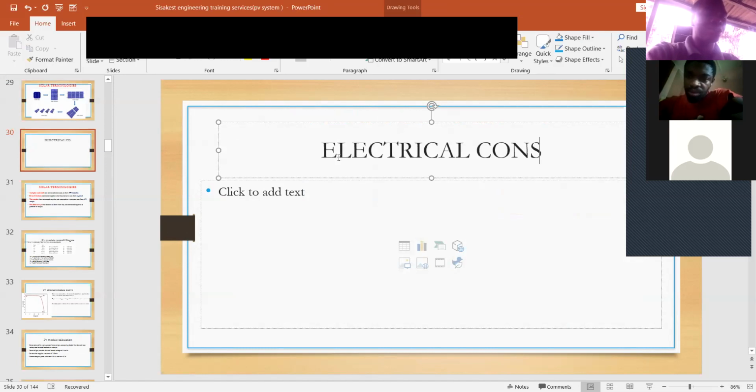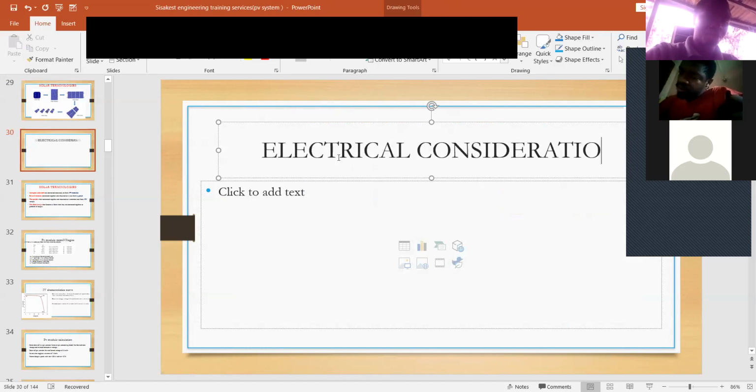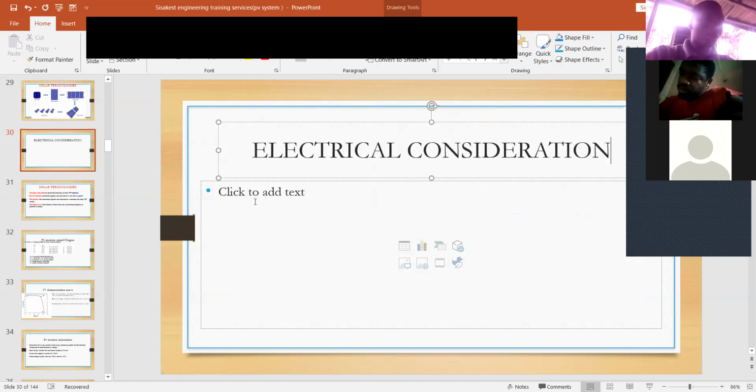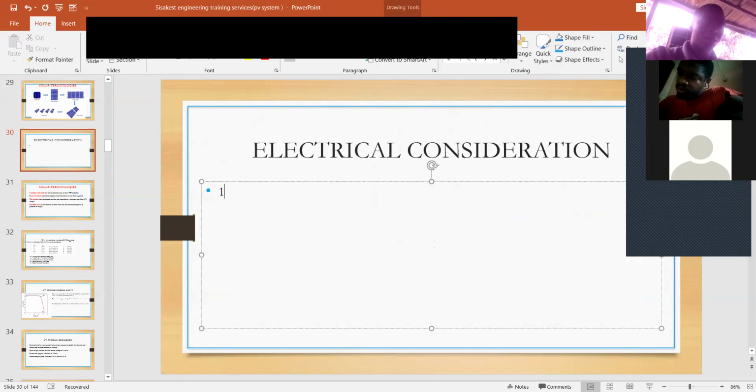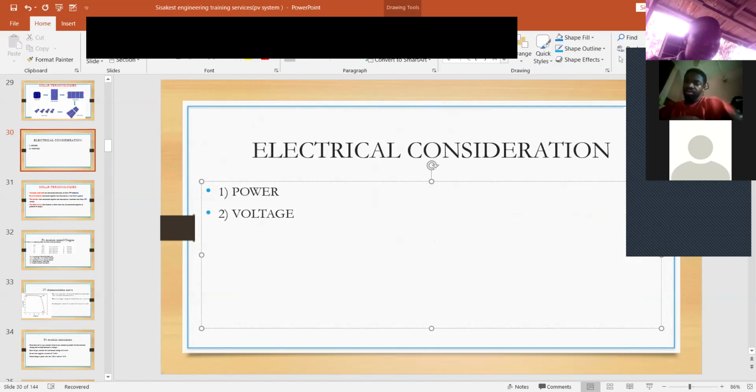What are the electrical considerations I need to look into? Number one, I need to know the power I want to design for. Number two, I need to know the voltage I'm working with. Now, all right, so number three, possibly if I need the current.